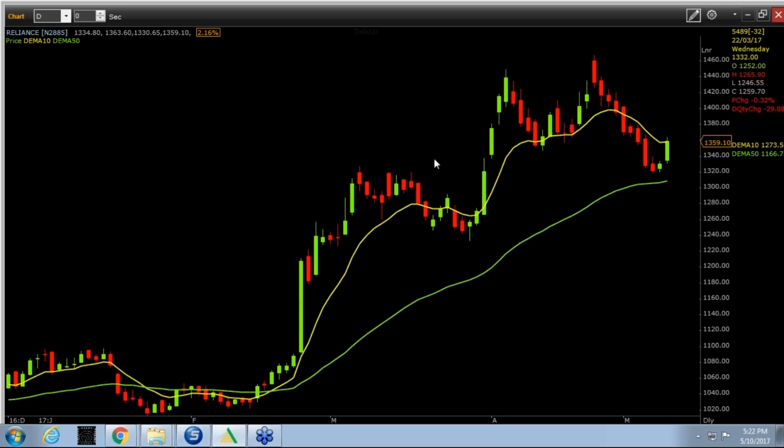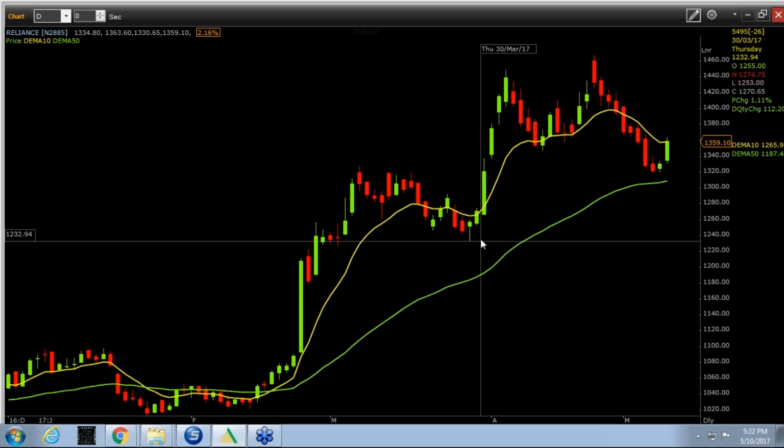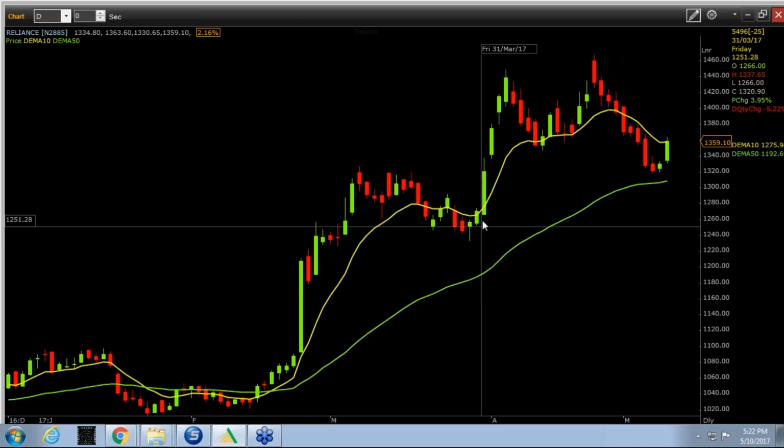And then you have a strong day which closes above the 10-period moving average. So that means the possibility of a market going up is there. So you can place a stop, say for example, below this, because this is a strong support for Reliance. So you can see for yourself that the market gives you such opportunities.